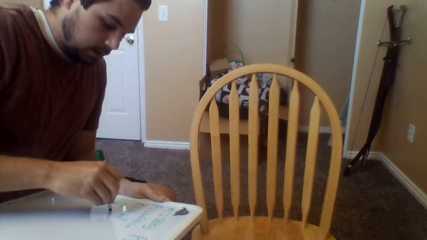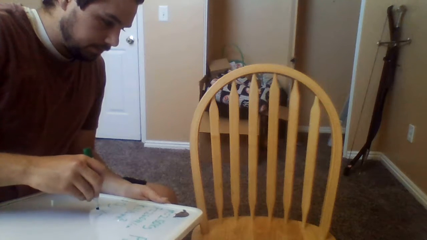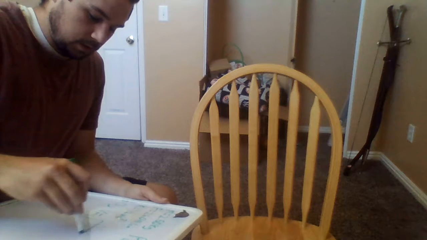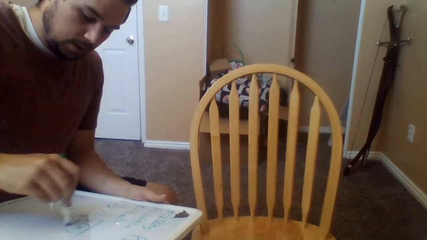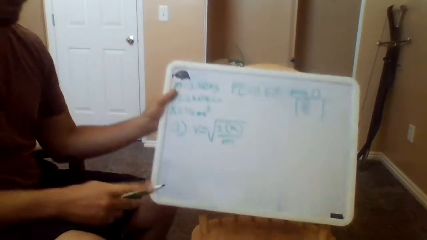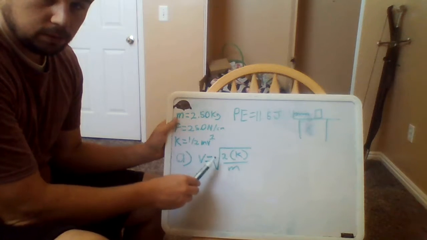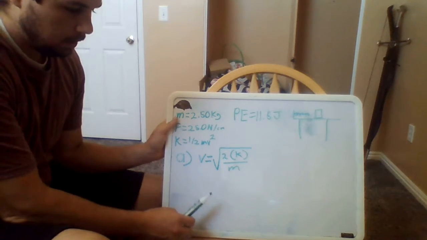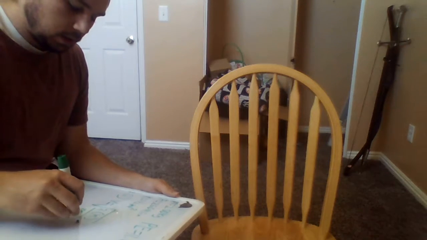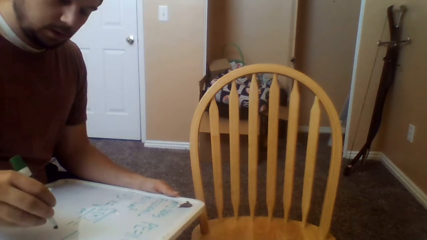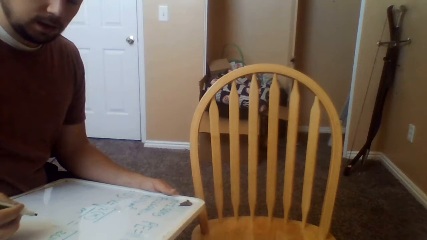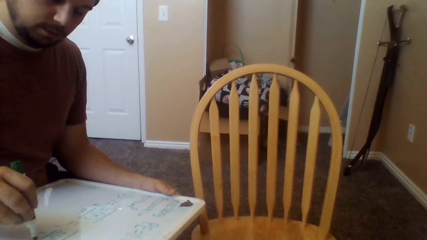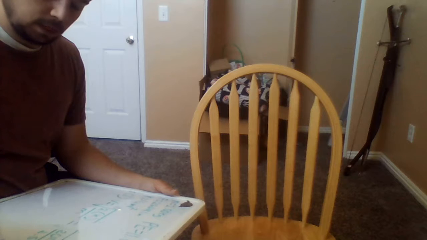But we'll plug in for that and we'll solve for v. First off, when we solve for v, we get v equals the square root of 2 times K over m. And then we just plug in. So we're going to get the square root of 2 times 11.5, which is our maximum kinetic energy we can achieve, divided by our mass, which was 2.5. That gives us 3.03 meters per second.